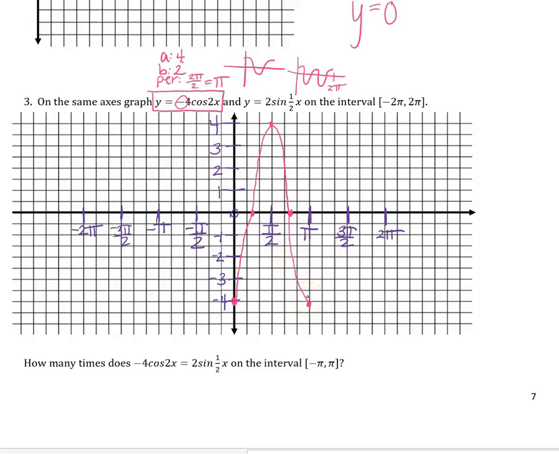Okay, so just as I anticipated, I have one full cosine curve occurring from 0 to pi, which as it should because the period is pi. So I'm going to do another curve here.